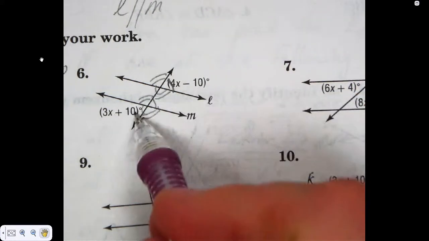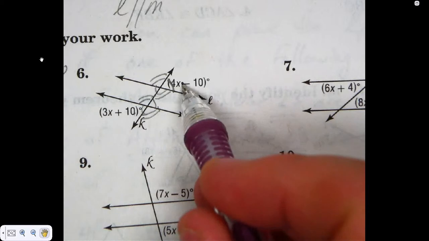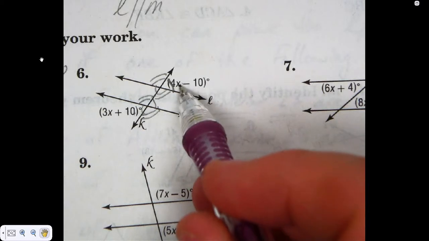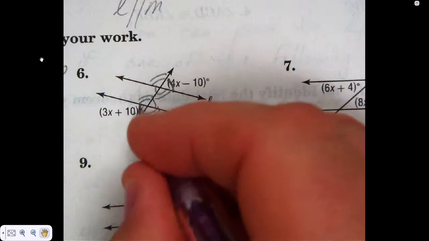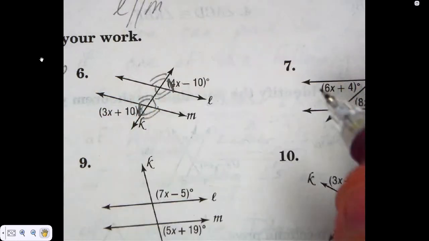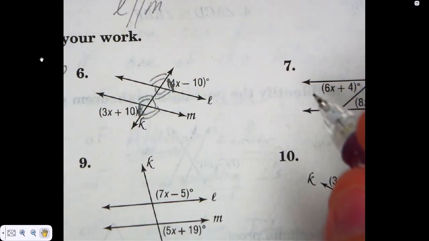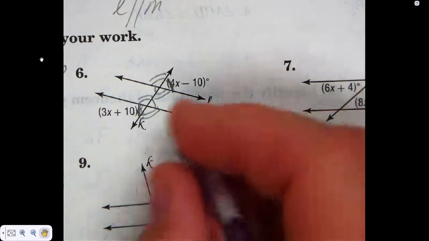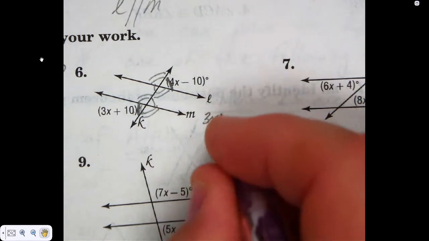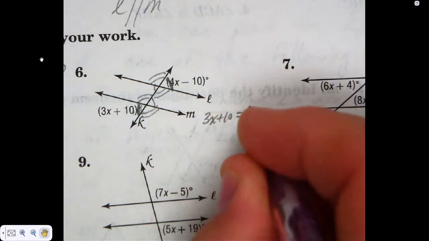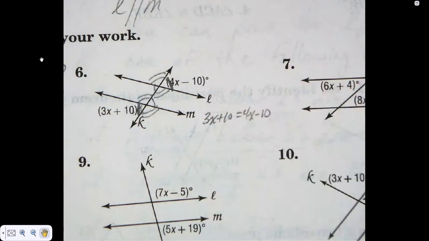Okay, I've got a what? 1 mark and a what? 1 mark and a 1 mark, right? So, are they equal or do they add to 180? So there's your equation. 3x plus 10 is equal to what? 4x minus 10. You guys see how easy this can be?